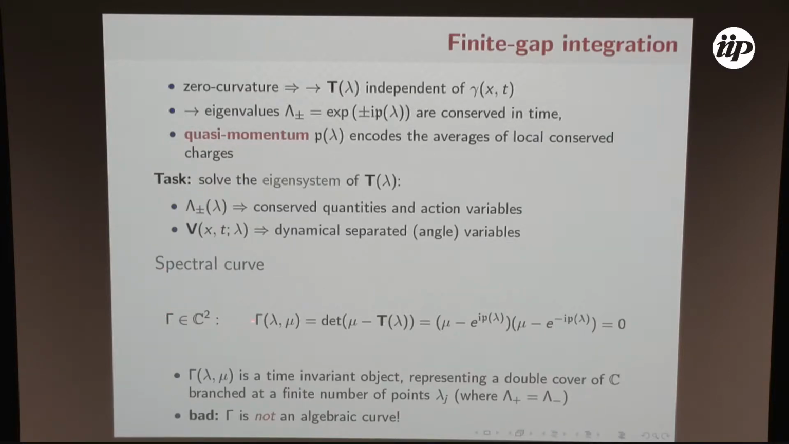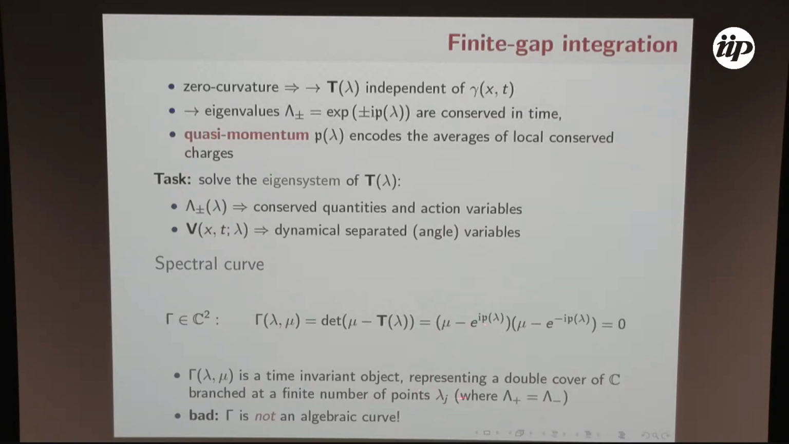It's some curve in the complex plane which is defined by this characteristic equation. So it's the determinant, the spectral determinant for the monodromy matrix. So you start with some field configuration, you compute the monodromy matrix for it, and you associate to it the spectral curve. And it's given in terms of the quasi-momentum by this equation. Now, as I said, this spectral curve is time invariant, and you can see it as being a double cover of the complex spectral plane, which is branched at some finite number of points, which I denote by lambda j. So what are these branch points?